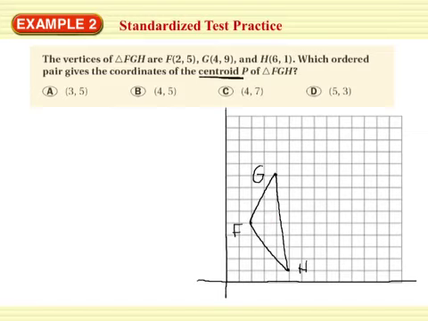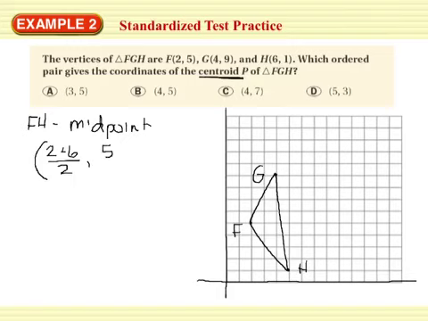Okay, so first of all, I sketched FGH. Then I'm going to use the midpoint formula to find the midpoints of each side. First, we're going to do FH. So I'm going to find the midpoint of FH. The midpoint of FH is x plus x over 2, so 2 plus 6 over 2, and y plus y over 2, 5 plus 1 over 2. So my midpoint is 8 divided by 2 is 4, 6 divided by 2 is 3.